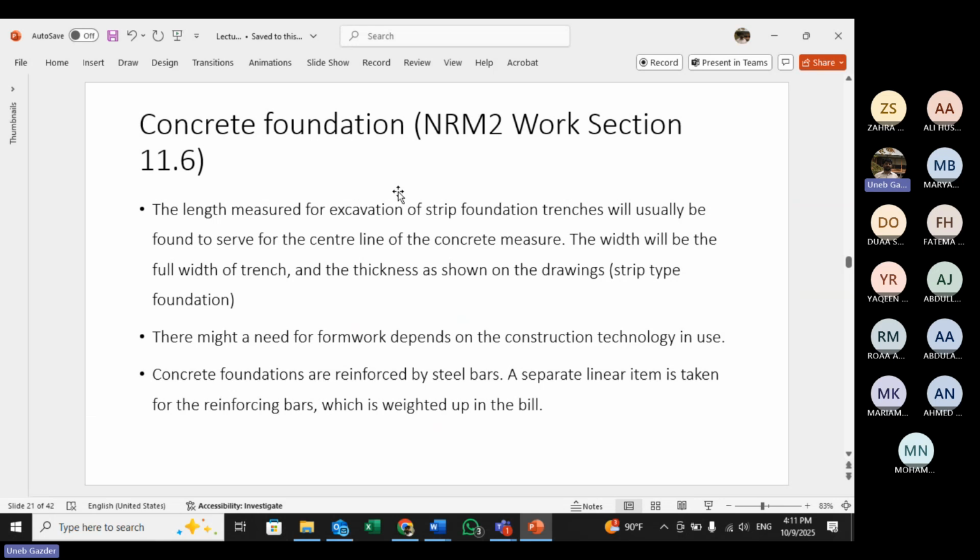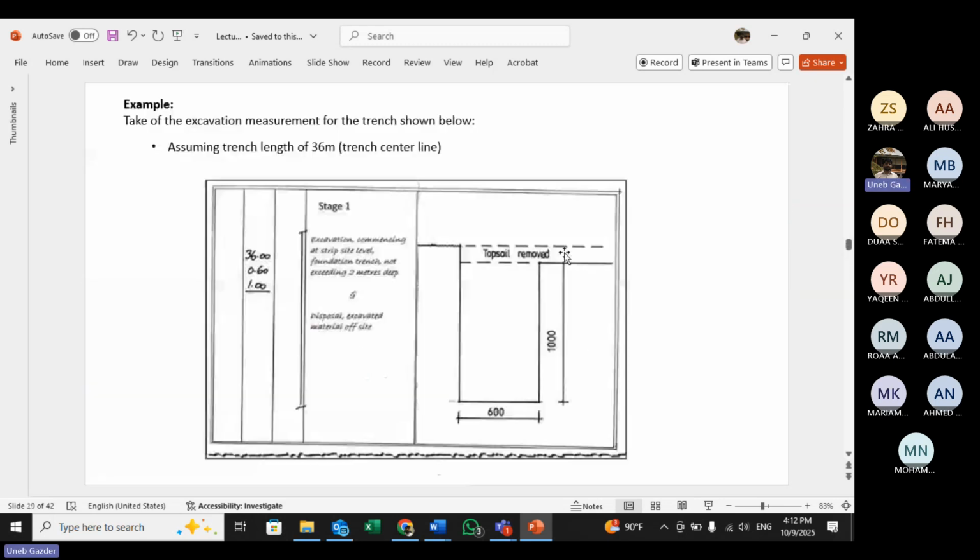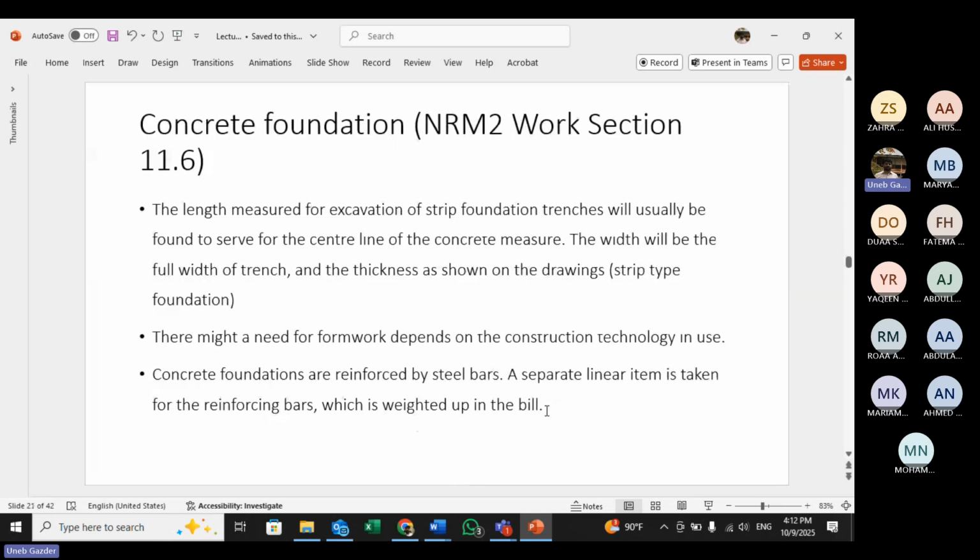So we use a center line method for these types of foundations. If you have a strip foundation or trench foundation, we use a center line method to calculate the excavation and the concrete and everything. Okay, the width will be the full width of the trench, and thickness is as shown in the drawings. Okay, thickness meaning the height. This is called the thickness of the foundation. So don't be deceived by the word here. When you say thickness of the footing, we mean the height of the footing.